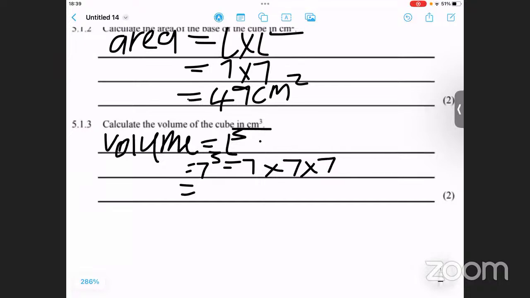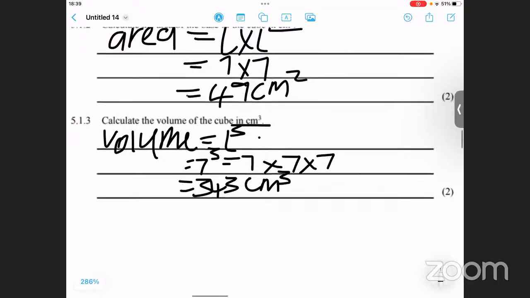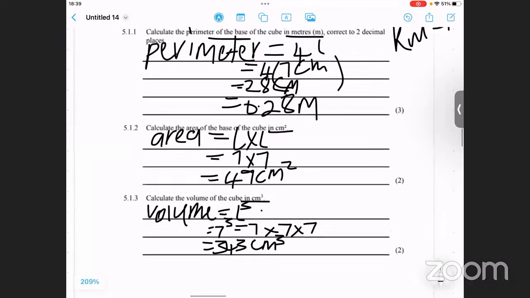49 times 7 is 343 centimeters cubed. Perfect. Is everybody getting 343? Yes, ma'am. Okay. Now, do we have any questions?